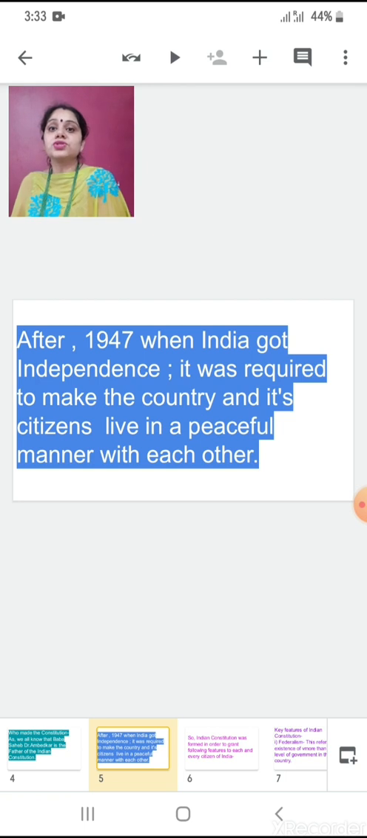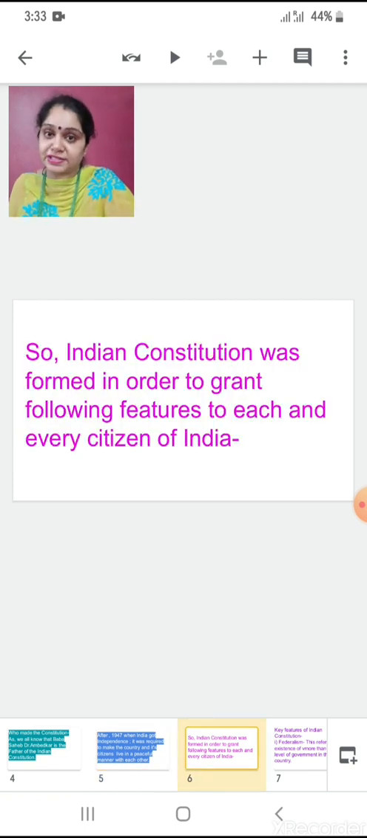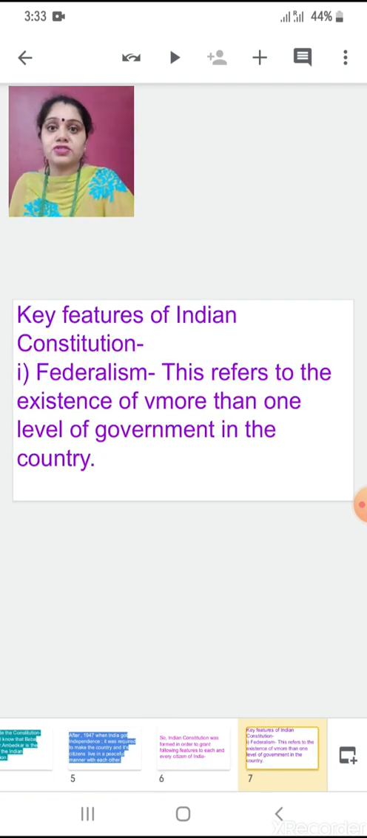The word constitution is a broad facility to the citizens of any nation, of any country, which helps to inculcate the feature of cooperation as well as dignity, honor, and respect towards each other. Now, what is next? The Indian Constitution was formed in order to grant the following features to each and every citizen of India. The key features of the Indian Constitution are: first, federalism.